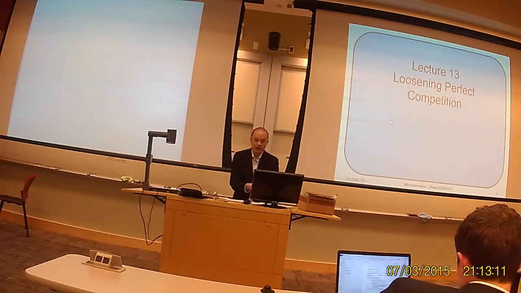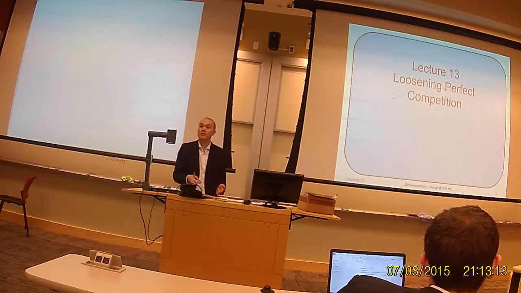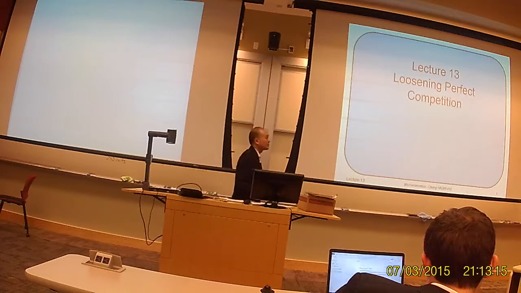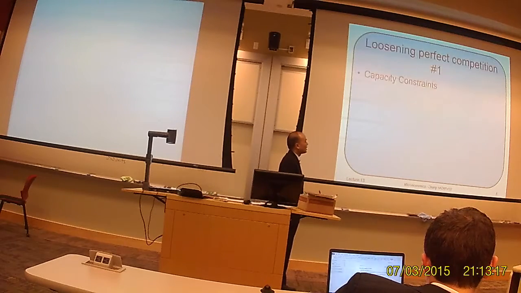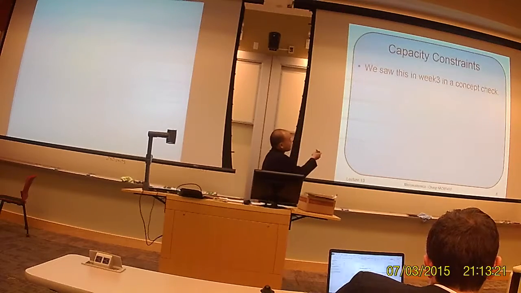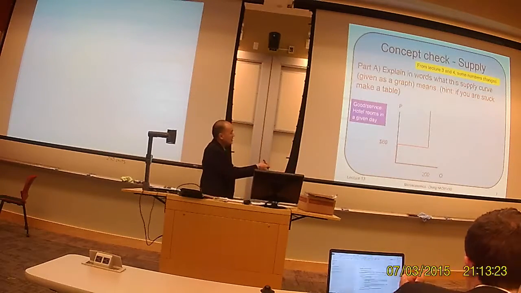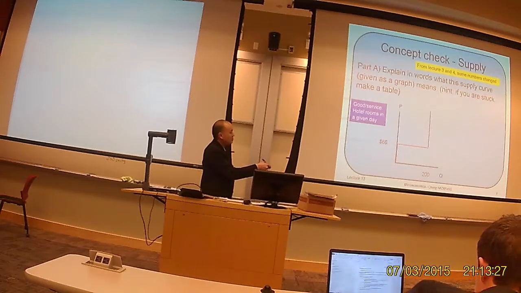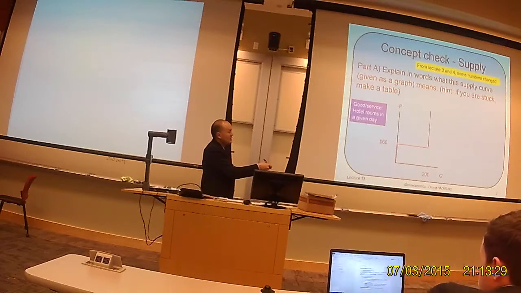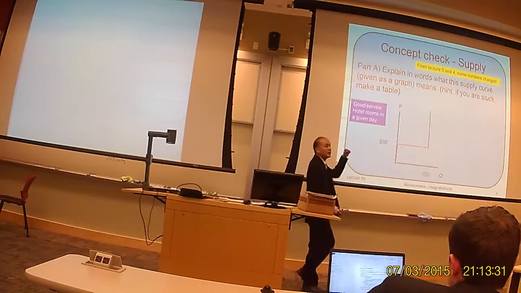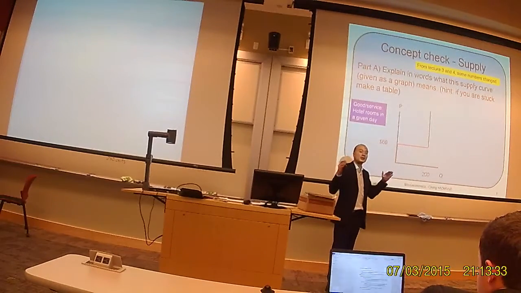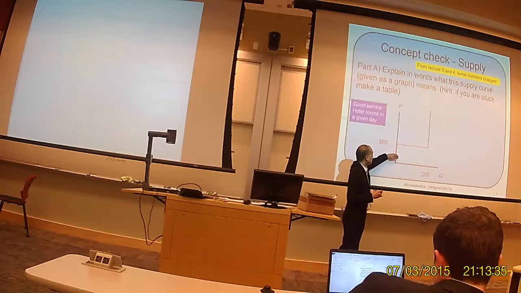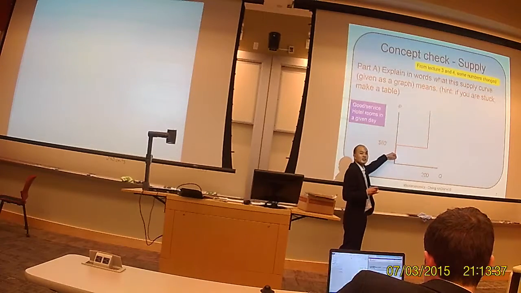So now we're going to go into loosening perfect competition, where I'm going to do things that aren't in the book and look at how things are different. So the first part is capacity constraints. We saw this in week 3 of the concept check. So we have a certain willingness to accept at a certain price. Below there, the quantity supplied is 0. So if I'm remembering supply is price quantity pairs, at prices below 60, the quantity is 0.